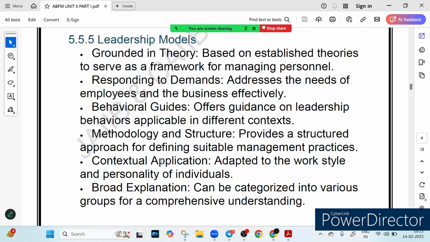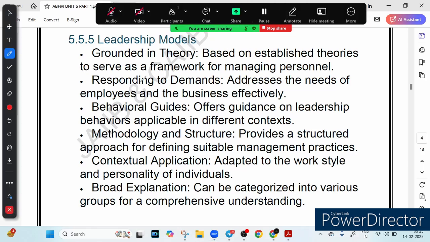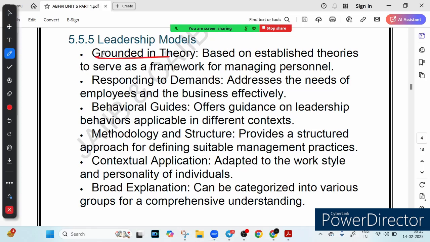You know, leadership is not guesswork. It is a science. Great leadership is not just about instinct. Rather, it is backed by proven theory. So there are proven theories to back leadership. And these models give managers a clear framework on how to handle a team effectively, right?